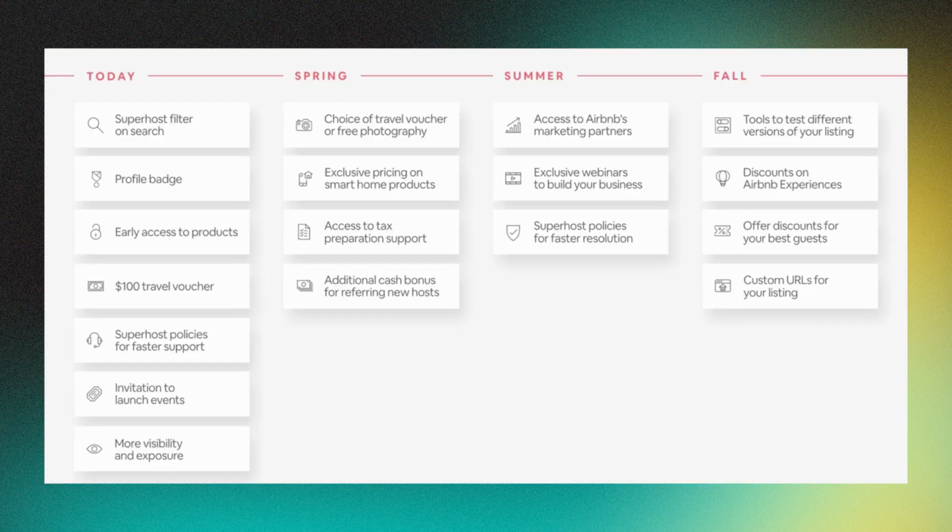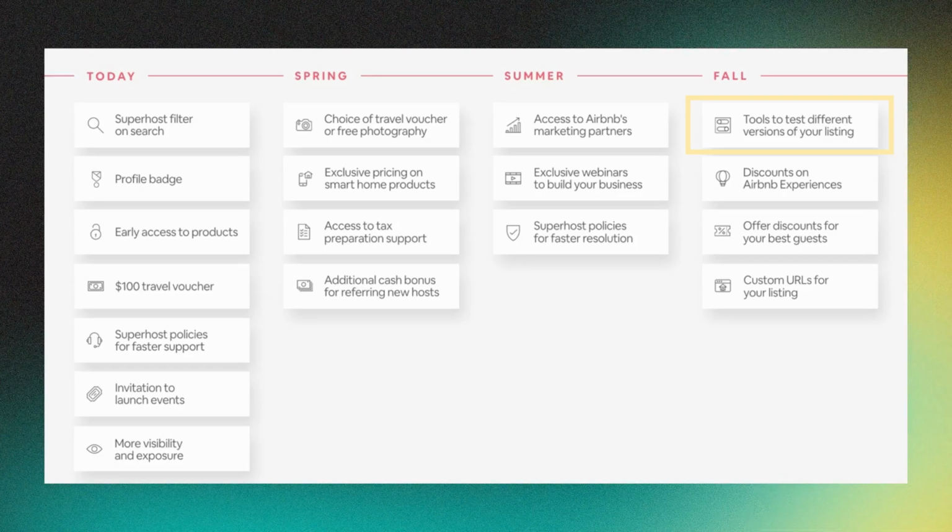Now, this roadmap slide that Brian Chesky, the CEO, shared at the company's annual keynote address is from 2018. At the time, Superhosts were critical to the success of the company, since customers trusted them a lot more. So let's specifically look at the items in spring, summer, and fall.